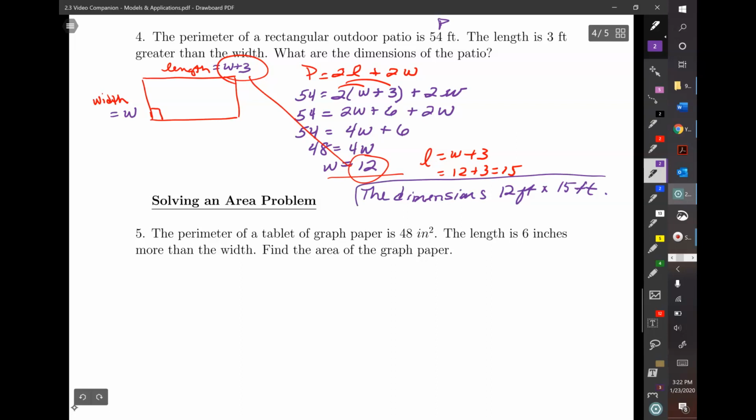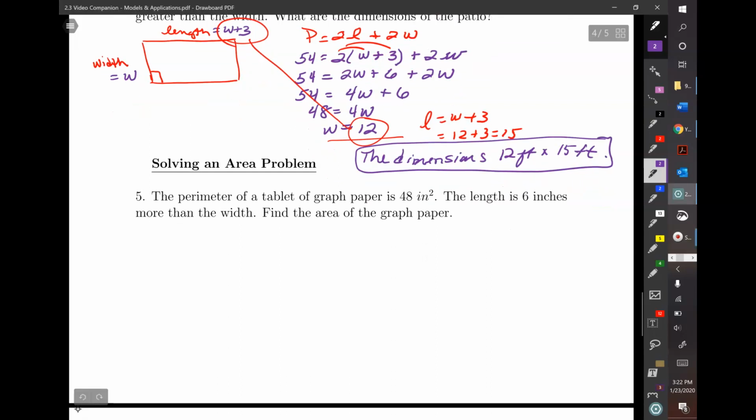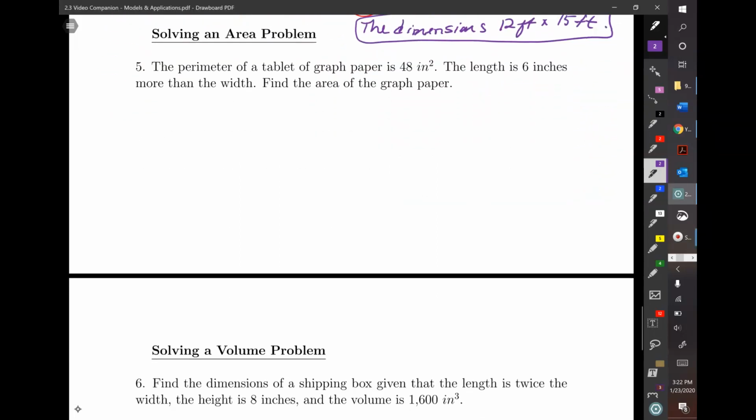The next problem, number 5, that one is an area problem. So we have the perimeter of a tablet of graph paper is 48 inches squared. The length is 6 inches more than the width. Find the area of the graph paper. So again, we have to put the width in terms of the length, or vice versa, however it works out.